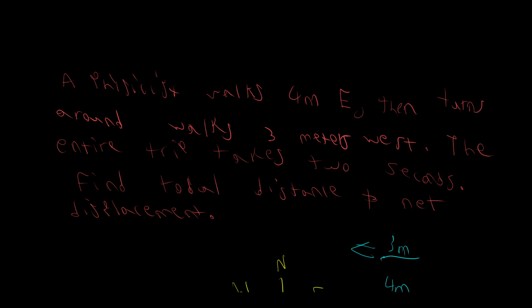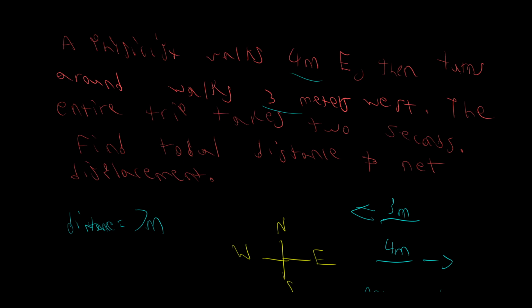Total distance is the sum of all the path lengths added up. First we walked 4 meters, then we walked 3 meters. Those added up are 7. So our distance is 7 meters, and our displacement is 1 meter east. Okay.